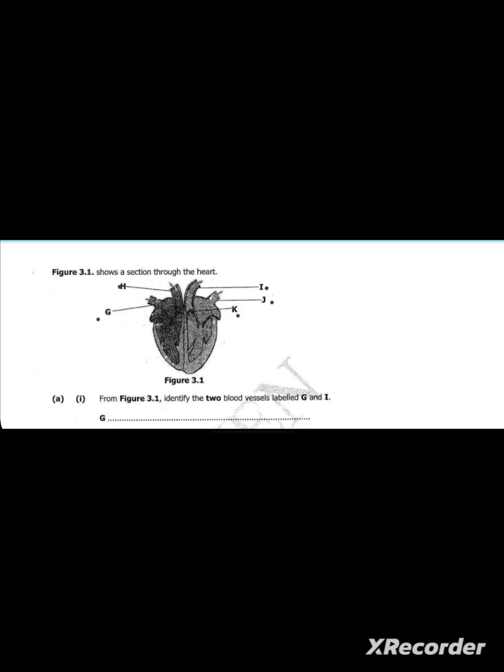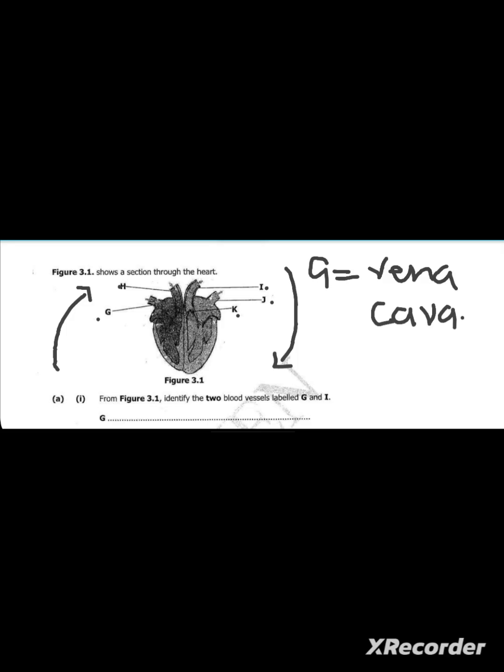G, we said, this is your right side, and this is your left side. Hopefully you've gotten what we've said there. When the blood is coming from the rest of the body, it is returning back to the heart. It will be returned via the vena cava. So G is called vena cava.